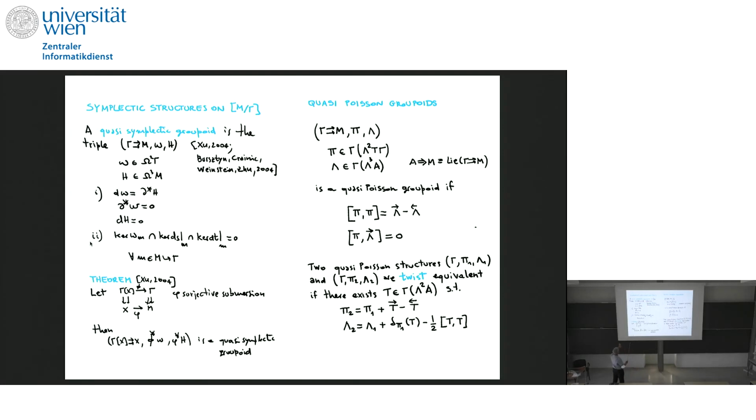Anyway, this definition as it is was introduced more or less at the same time by P. Xu, and by Bursztyn, Crainic, Weinstein, and Zhu in 2004. A symplectic structure is when H is zero and the kernel of omega is zero everywhere, right? In that case, it is a symplectic groupoid, okay? Anyway, this more general notion is the right one.